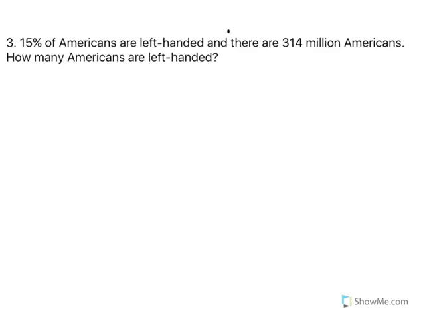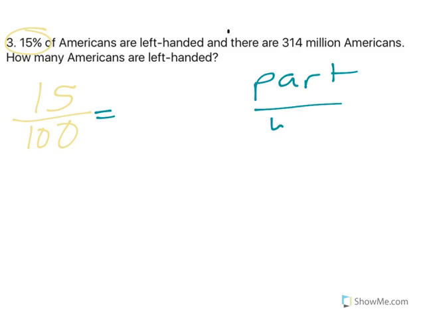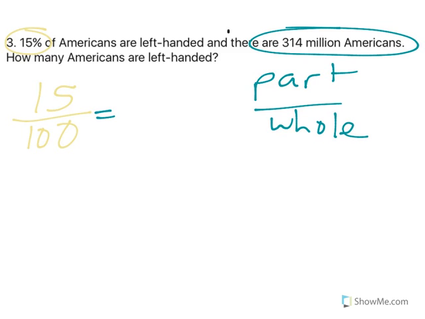And the last one, we have a story problem. So 15% of Americans are left-handed, and there are 314 million Americans. How many Americans are left-handed? Well, when you think of this, as soon as you see the percent, you can still think of percent over 100. Now, when you get to this side, think part to whole. When I read this, there are 314 million Americans. Is that all of them or is that some of them? Well, it's all of them, right? Some of them are left-handed. So we're going to have the whole 314 million and the part on the top.